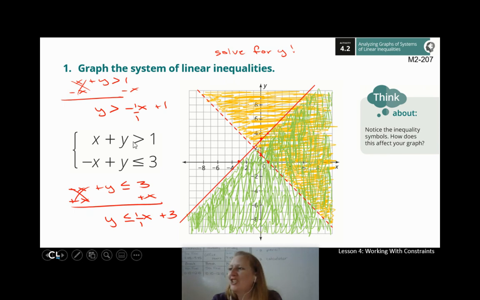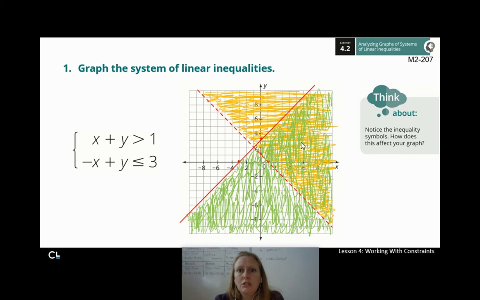All of these are solutions to this linear inequality. You can pick any point in this overlapping section and it'll work for both inequalities. That's a lot of solutions.